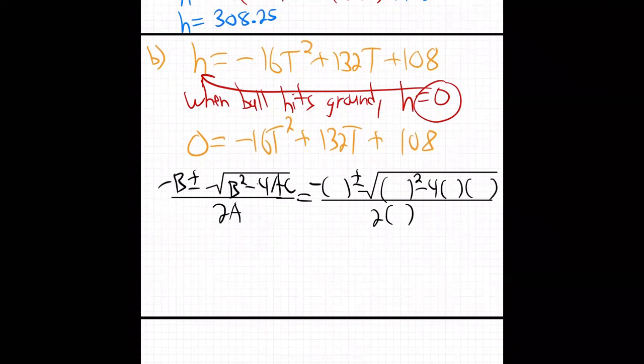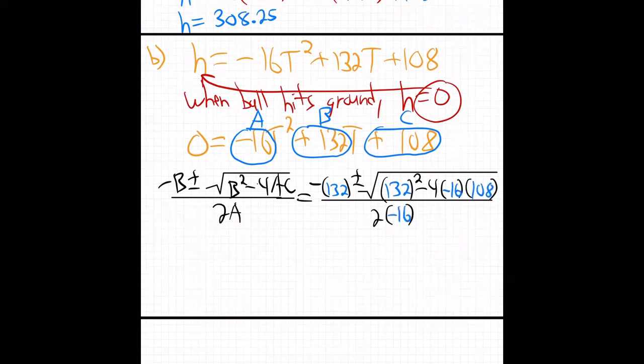So I'm going to plug in the numbers now, right? You know what we're talking about. A is right here, minus 16. B is right here, the 132, and C is right here, the 108. So let's plug these in. Negative b, negative 132, plus or minus the square root of b squared, 132 squared, minus 4 times a, which is minus 16, times c, which is 108, all over 2a, 2 times minus 16.